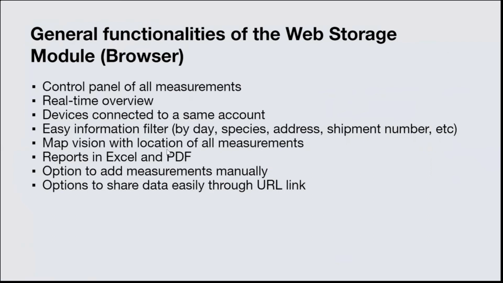You can see the map vision of all the locations. So for example, you have in the same country, in the same city as well, there are different locations where the measurements are happening. You can literally see where exactly on the map all the measurements are being done. And like we said, the information can be filtered by day or species, or even the address, the shipment number, and so it becomes very easy for you to access the data.